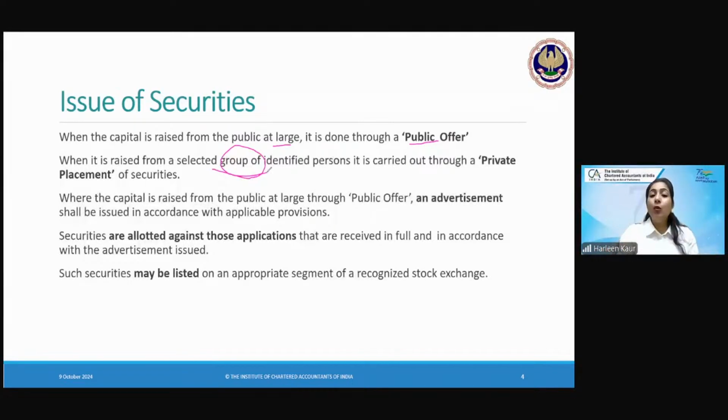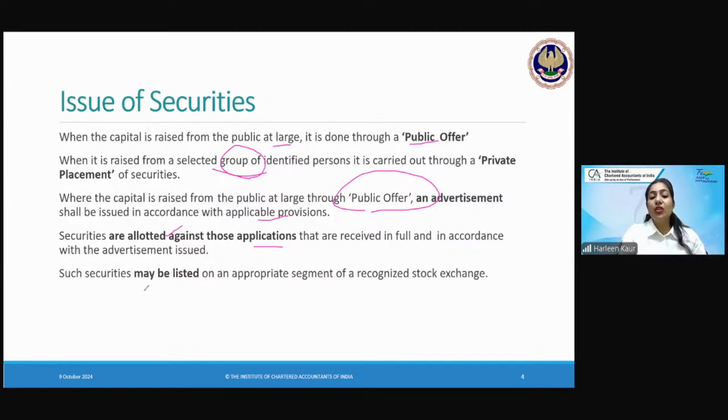But when I do a public offer, I put an advertisement in the newspaper, or I issue a public notice, and it has to be done as per the applicable provisions of the Companies Act. Then I will receive the applications and allot the shares. Applicants will come and subscribe to the securities on the basis of the ad that the company has given, and allotment of securities as per section 29 will happen.